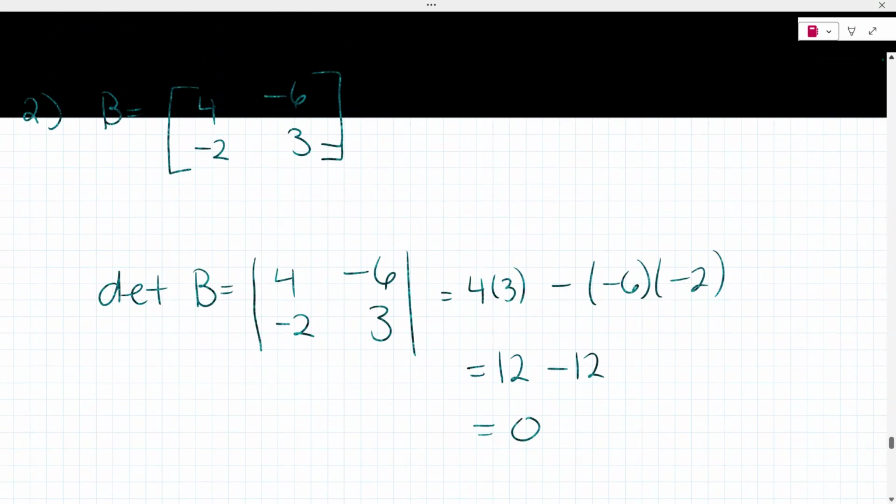What about matrix B? We have a 2 by 2 square matrix: 4, -6, -2, and 3. You multiply the major, so 4 times 3 is 12. Minus, so be careful with the minus. Make sure you always put a minus, and if your number also has an extra minus, put a minus as well. Minus -6 times -2 is positive 12, and then 12 minus 12 is 0.